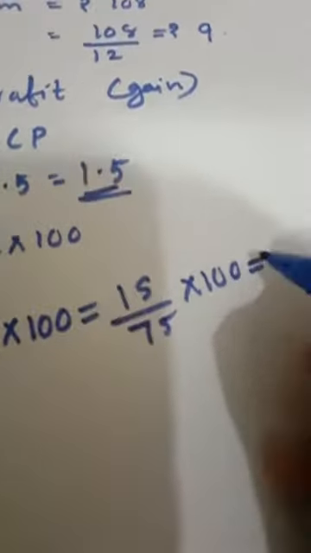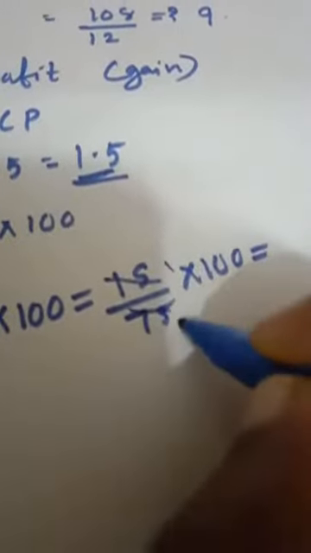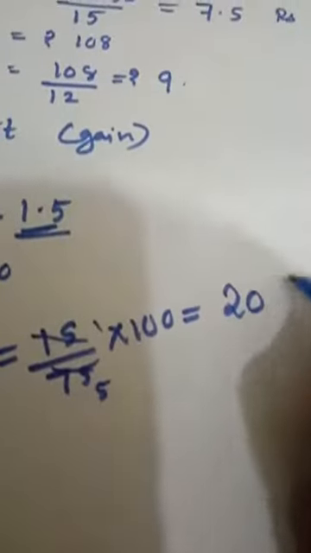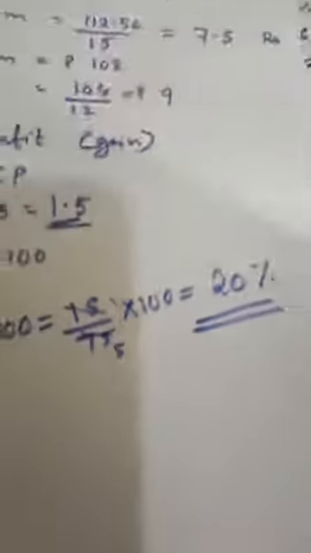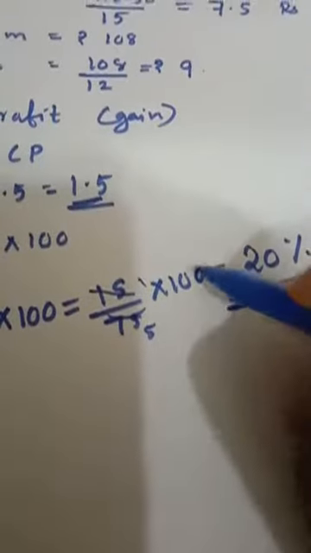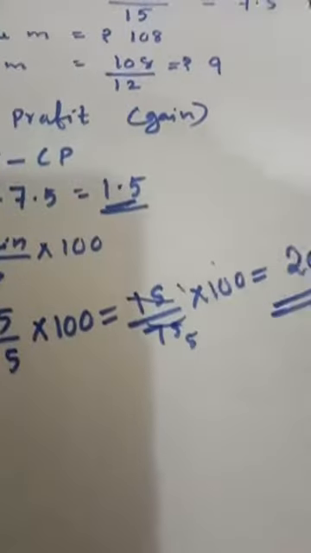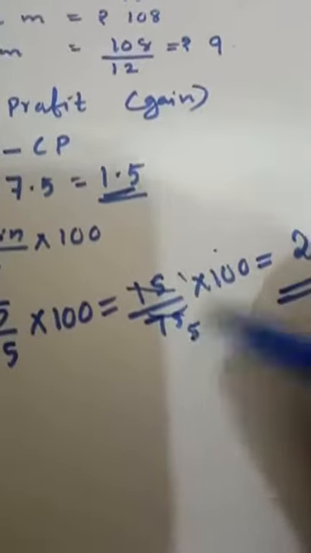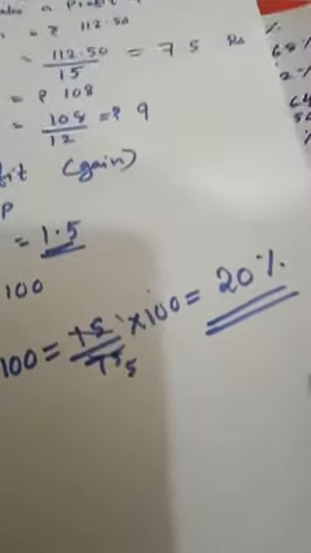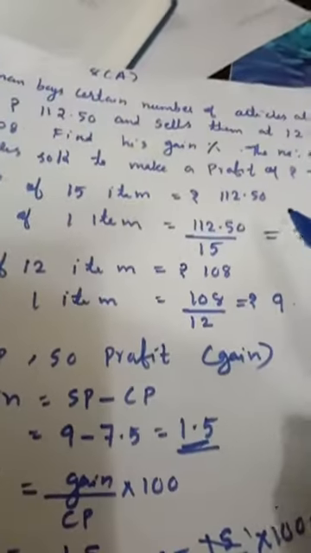Which is equal to 15 by 75 into 100, so 100 by 5 is 20. Profit is equal to 20 percentage. 1 5 is 5, 20 5s are 100. 1 into 15 is 15, 5 into 15 is 75. So 20 percentage. Clear?